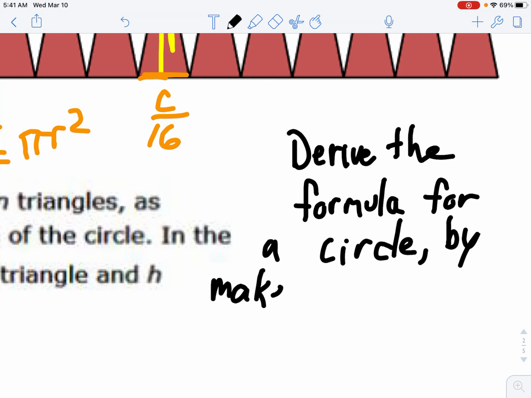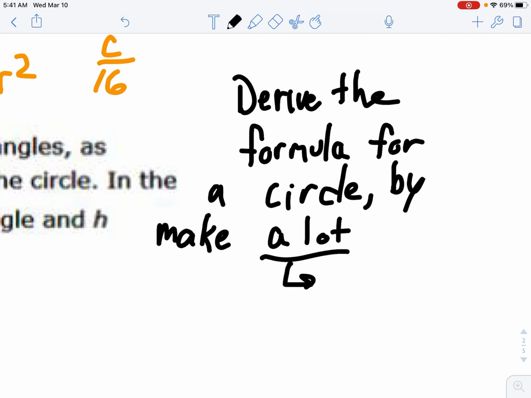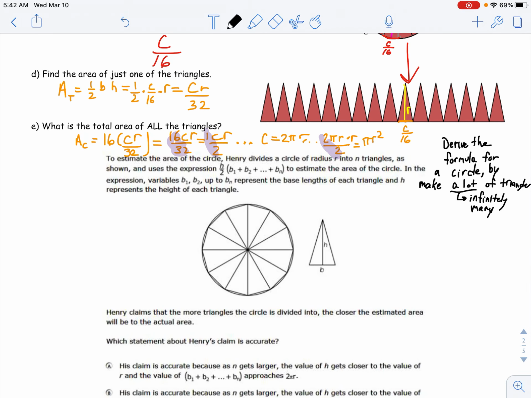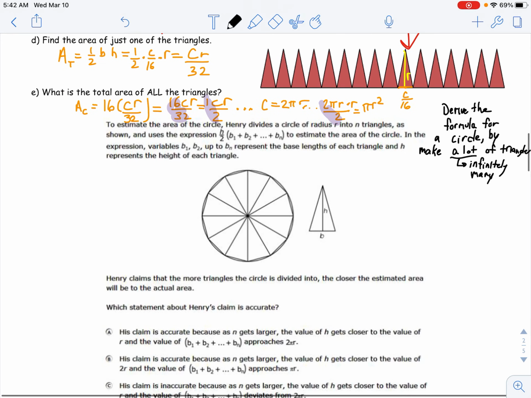by making a lot of triangles. If you make smaller and smaller triangles in a circle, you get closer and closer to the actual formula for area of a circle. And how many do we need? A lot. It's infinitely many. The more, the smaller, the better. So that's really what this punchline was.